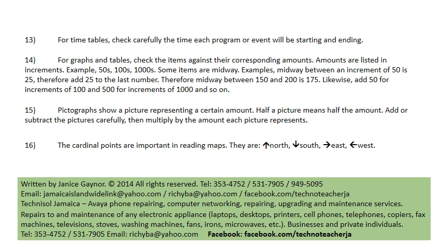Therefore, midway between 150 and 200 is 175. That's because you add 25 to 150. So 25 plus 150 equals 175. Likewise, add 50 for increments of 100 and 500 for increments of 1000, and so on.